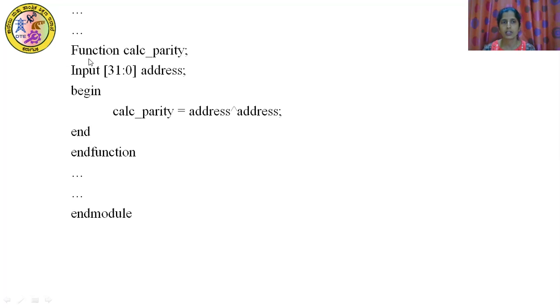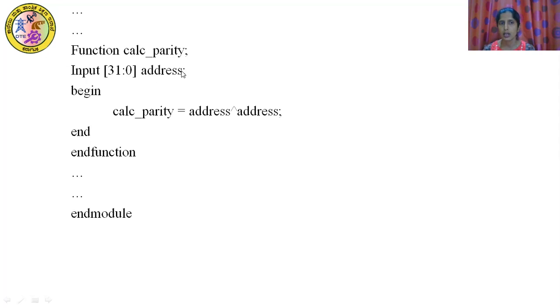Here we have written a function which begins with the keyword function followed by the name of the function, that is calculate_parity. Here address is a 32-bit input. So in the function invocation call, we pass the input arguments.